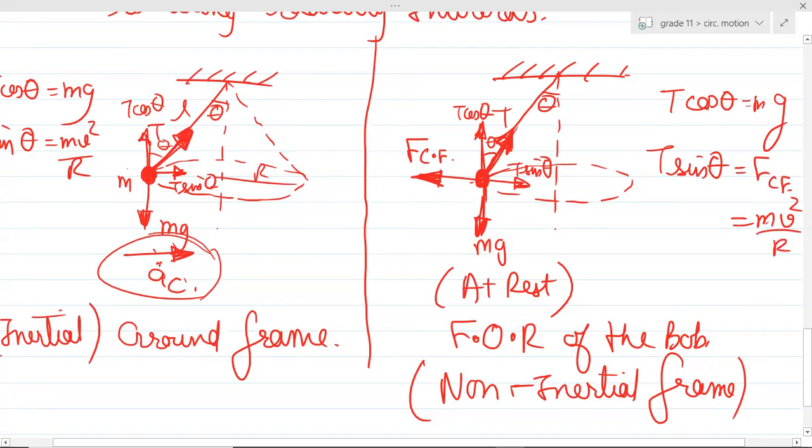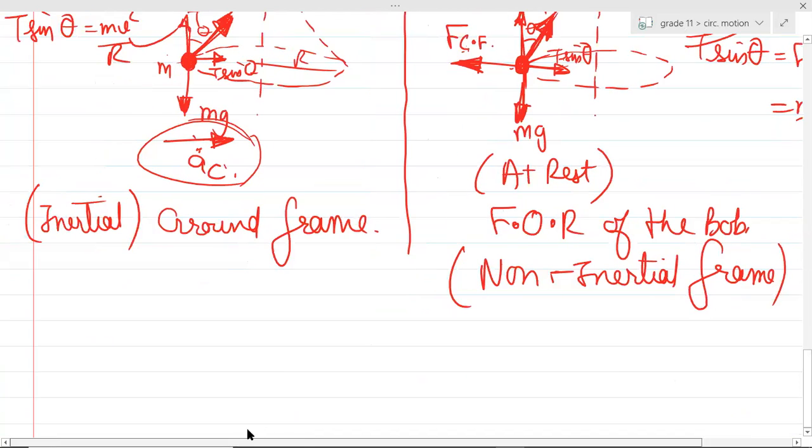So can you see the same equations are formed here as well as here. So what is the only difference? The difference is of the frame. Here you will not observe any centrifugal force. Here you will observe this centrifugal force. Here you will not have any force which is in the radially outward direction. You will just say this T sin theta is providing the necessary centripetal force. Whereas here you will say this T sin theta is getting balanced with the centrifugal force.